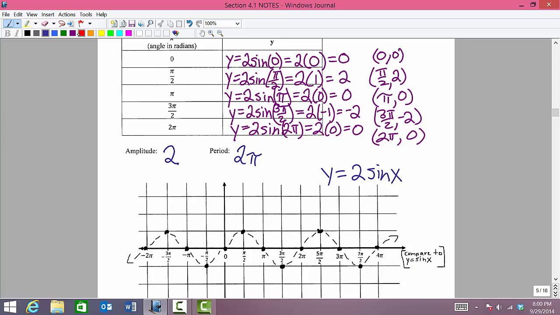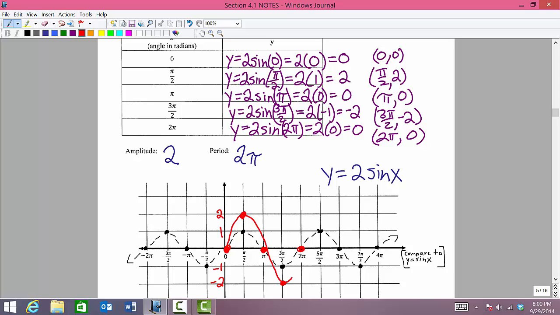So what we found was y equals 2 sine x, we got a point 0, 0. And at pi over 2, we got 2, so a positive 2. At pi, we were back to 0. At 3 pi over 2, we came down to minus 2. So here's minus 1, minus 2. And then at 2 pi, we came back to 0.